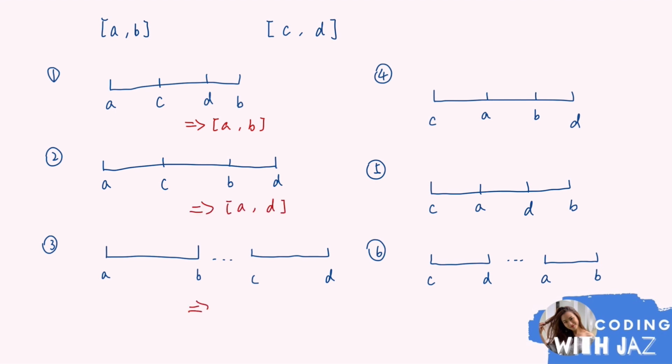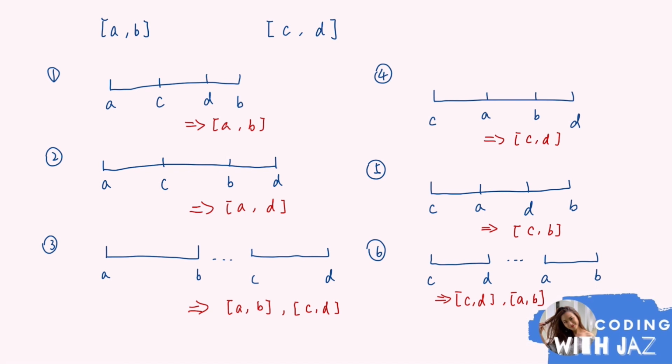For the third scenario, since they're not overlapping, if we're putting them into the output array, it's just going to be two different intervals, A, B, and C, D. For the fourth scenario, similarly, it's going to be C to D, and for the fifth one, similarly, C to B, and the last one, also similarly, C, D, and A, B.